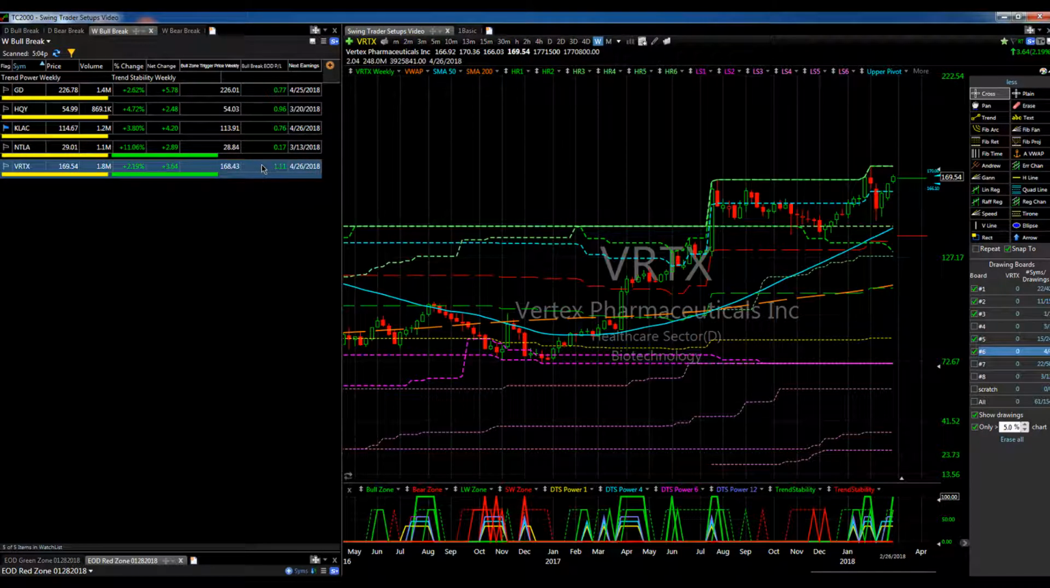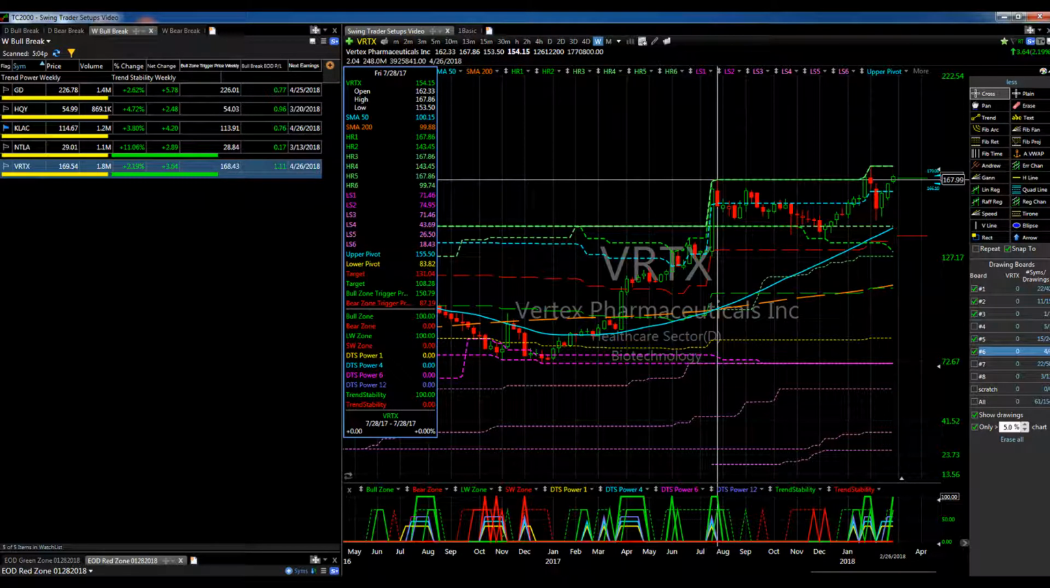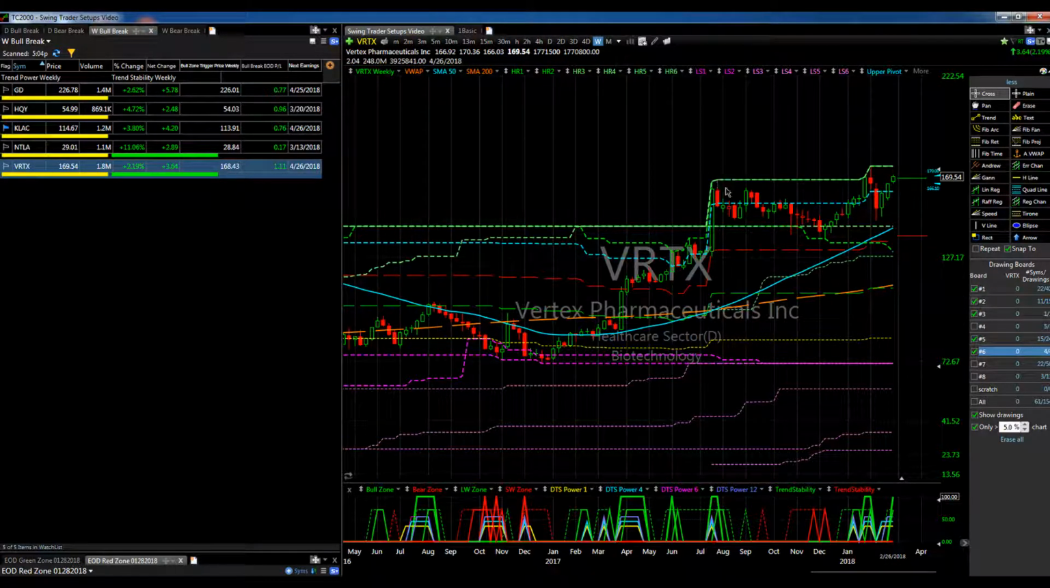And VRTX, this thing started its climb 2 or 3 days ago and just didn't do a lot today other than a gap up, a lot of sideways. This thing is really strong, and it's getting back above this old high right here, 167.86. Closed a couple of dollars above that today. That's all the weeklies. We'll jump back over on the dailies, and then we'll get the recaps at the end.